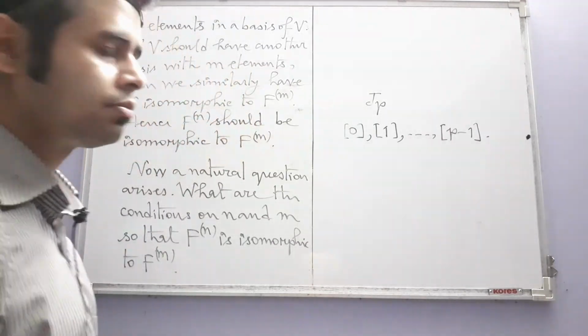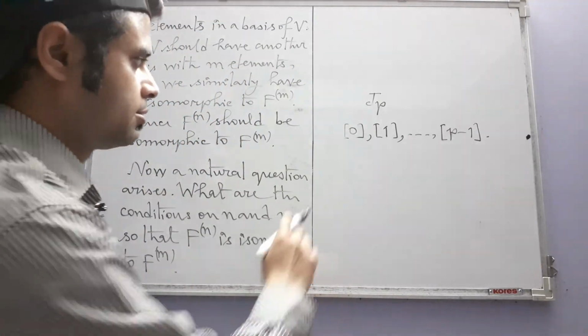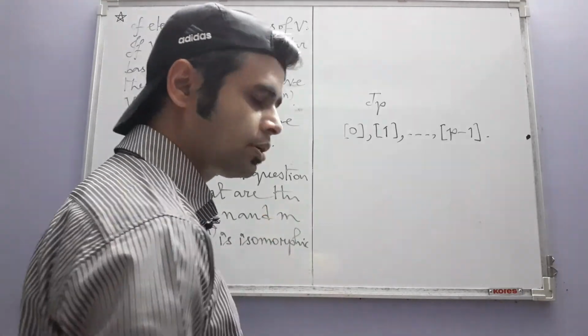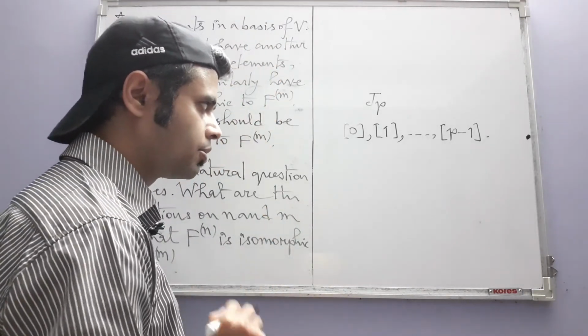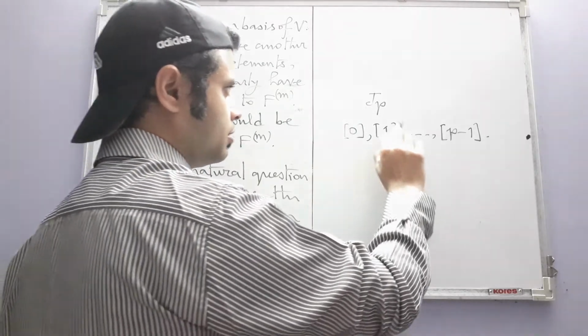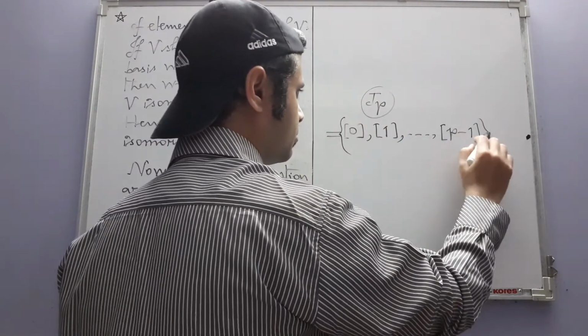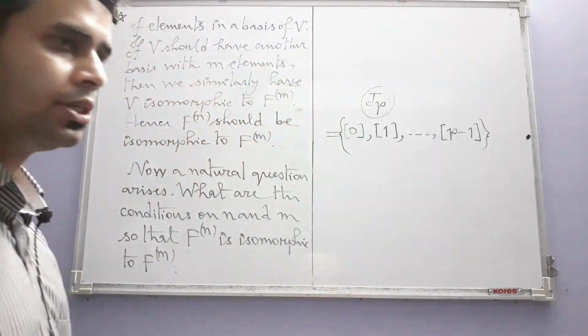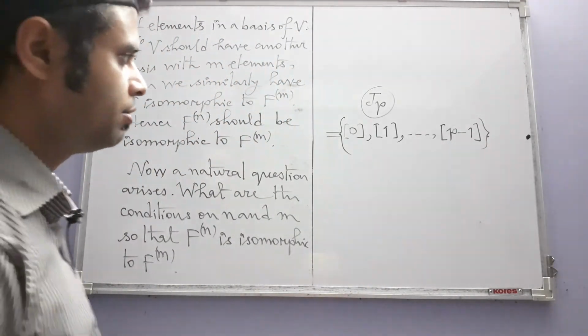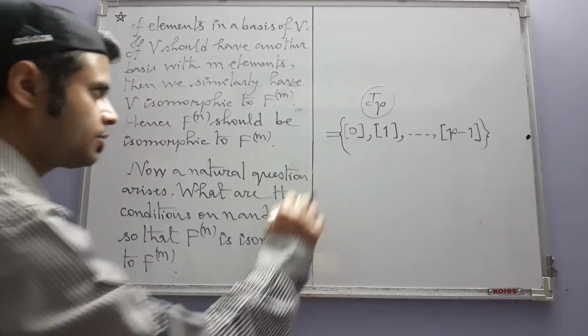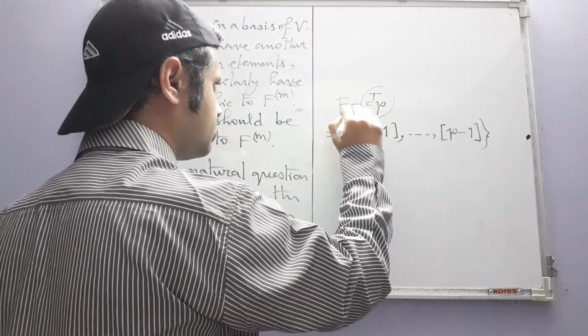In total, there are p such congruence classes, p distinct congruence classes. Under addition modulo p and multiplication modulo p, this set forms a ring which actually becomes a field. So it is this field. Suppose we have this field in place of F.